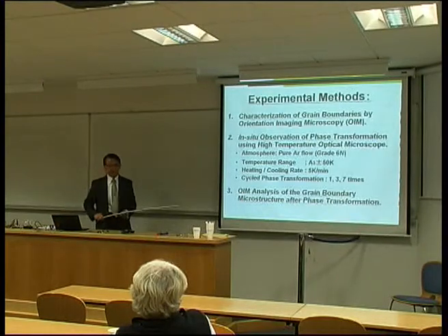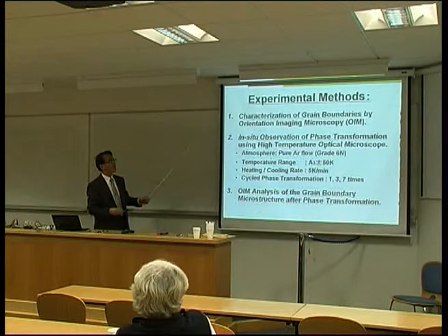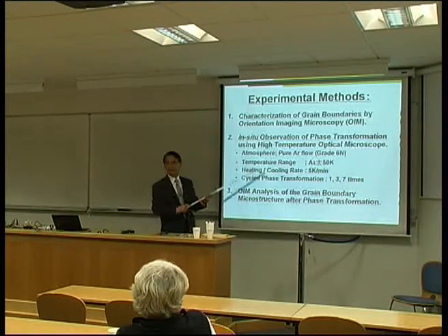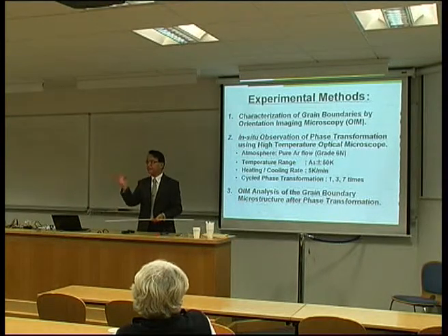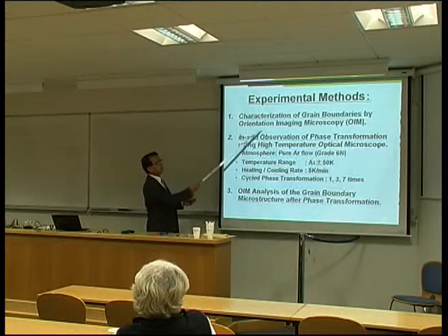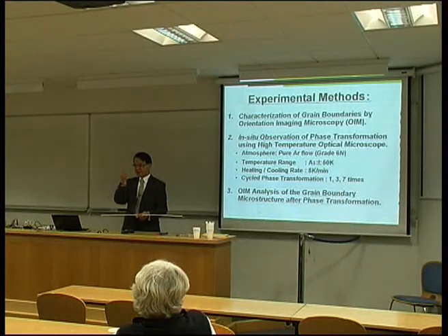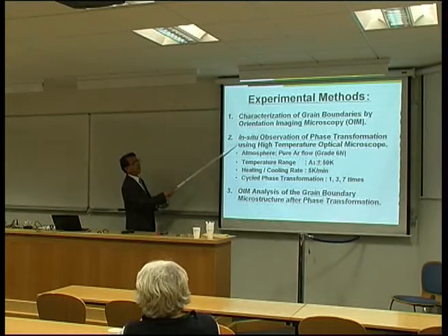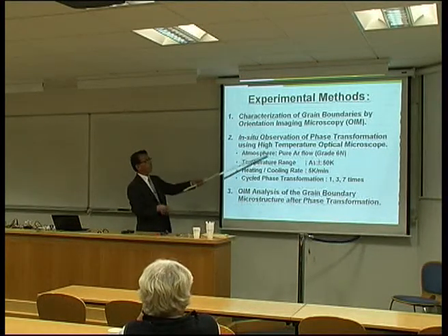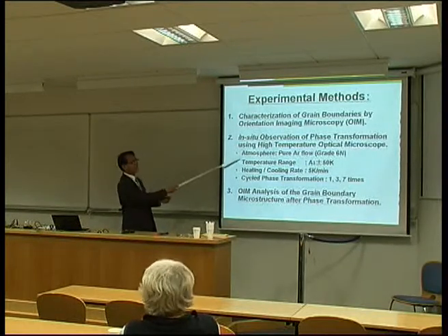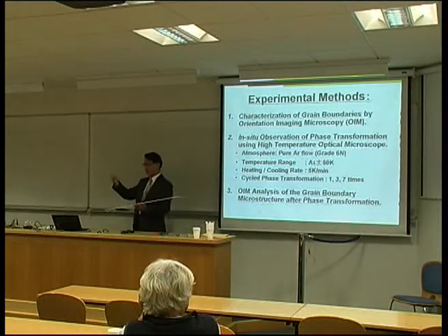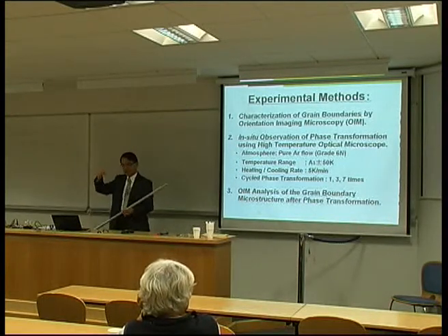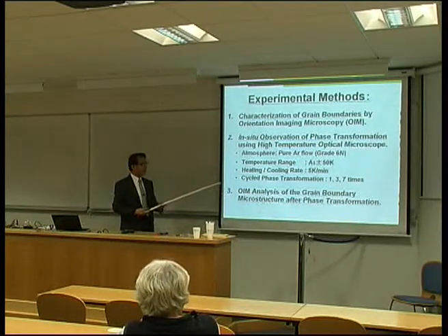And then another important thing, the procedure of our observation. Before the in-situ observation of the phase transformation, firstly we characterize the grain boundary. By using orientation imaging microscopy, we can tell which boundary is a specific or a general boundary. And then we did the in-situ observation using a high temperature optical microscope, actually in an argon atmosphere. Our hot stage can be heated up to about 1100 degrees C, which is very enough for this observation.